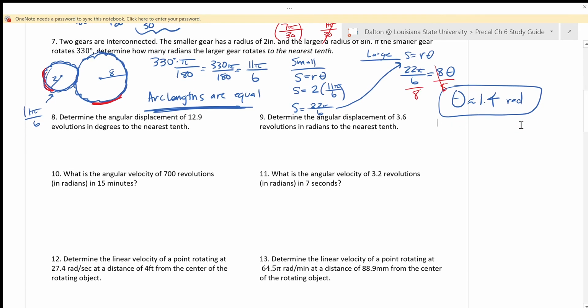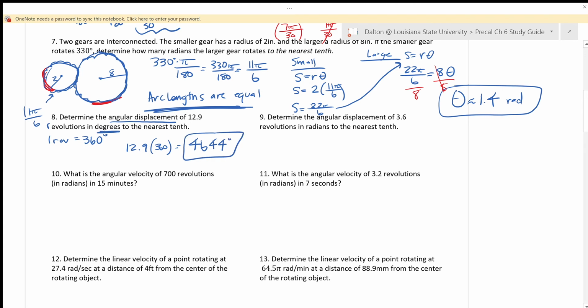Number 8, determine the angular displacement of 12.9 revolutions, not evolutions, in degrees to the nearest tenth. Angular displacement is just, when you think about a wheel spinning, what angle does it cover? In this case, how many degrees does it cover? Well, if one revolution is equal to 360 degrees, then 12.9 revolutions, multiplied by 360 degrees, will equal a total of 4,644 degrees, because it says degrees.